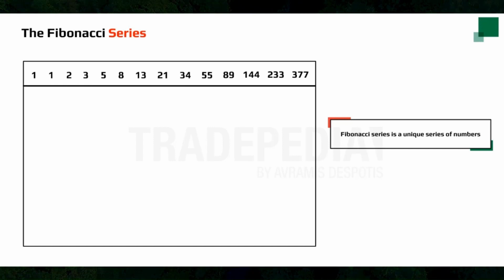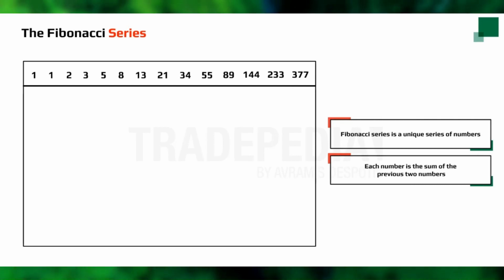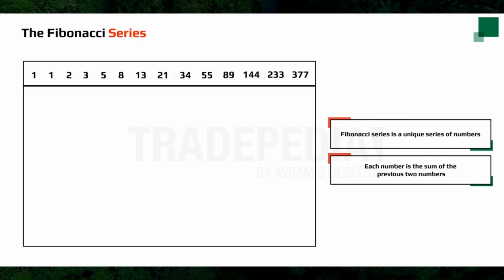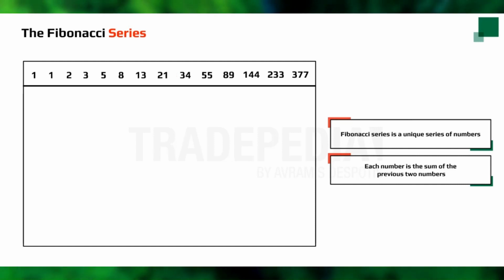The first thing we notice about this series of numbers is that each number is the sum of its previous two numbers. 8 plus 13 equals 21. 13 plus 21 equals 34. The next thing we notice is that if we divide any two numbers next to each other, we find that they are connected through the same ratio.